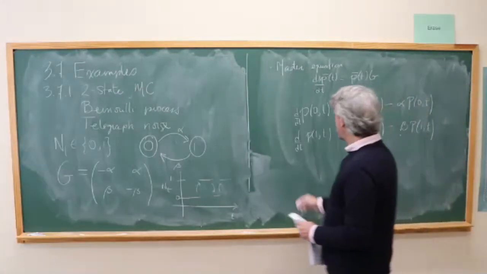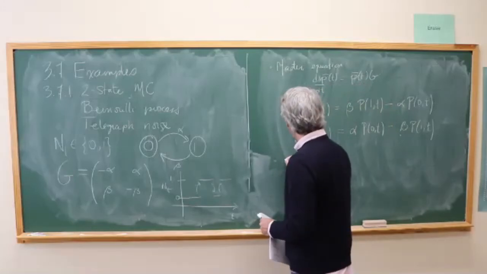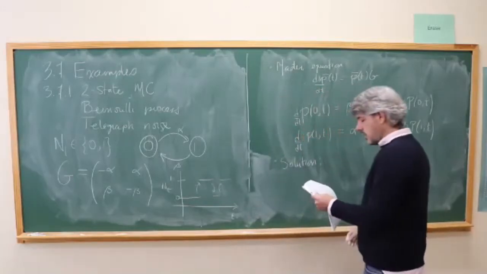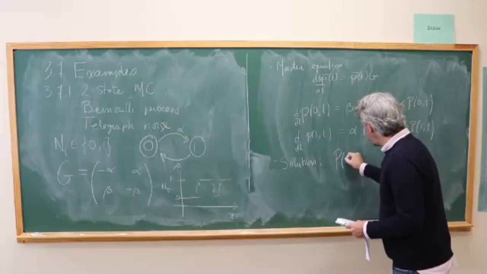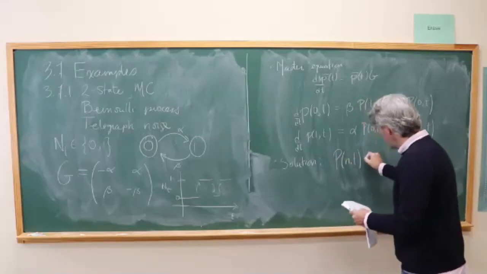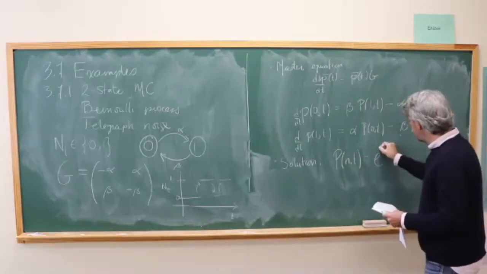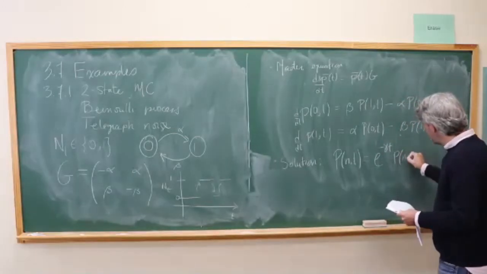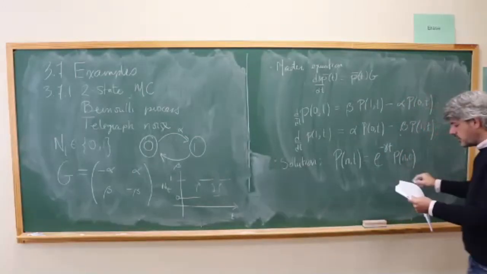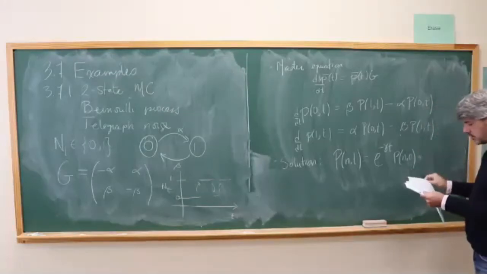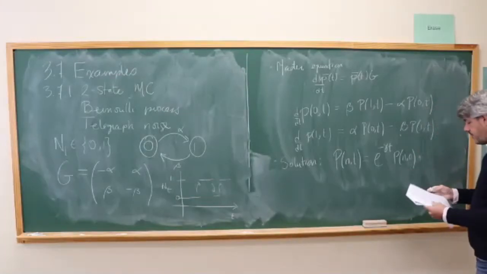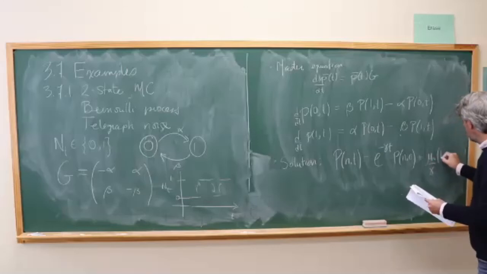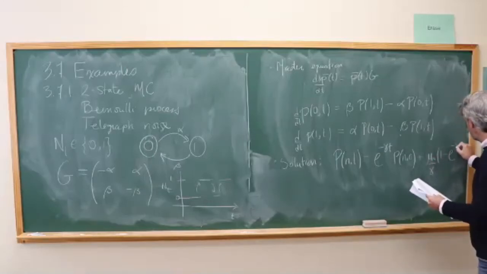Okay, this is actually a simple equation. It has a solution, P_n(t), and you can verify that this is the case: it is e^(-γt) times the initial distribution that you specify, plus μ_n over γ times (1 minus e^(-γt)). I'll define in a second what gamma is.